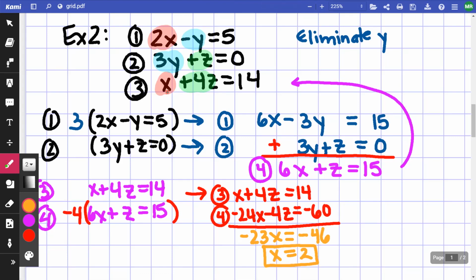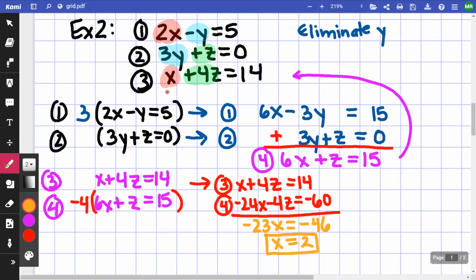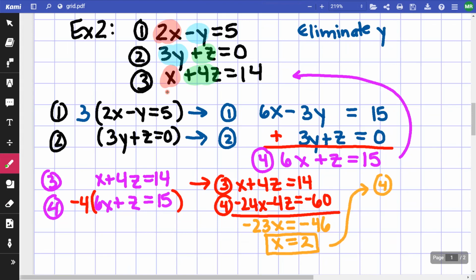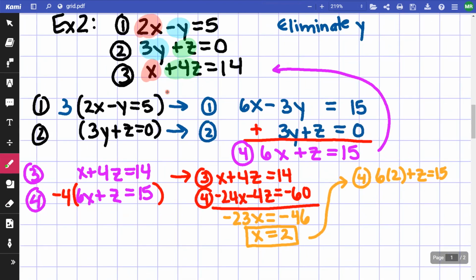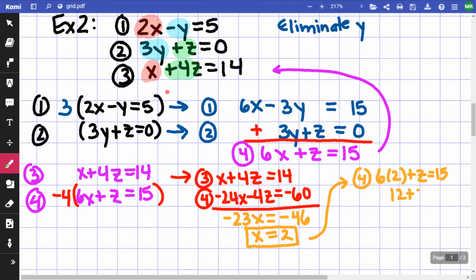Now, I'm not done with the system. I still need to find my z. I'm going to plug that into equation 4. I think that's going to be my easiest one. So I'm going to plug it into equation 4. And so 6 times 2 plus z equals 15. So I get 12 plus z equals 15. So my z is going to be a 3.